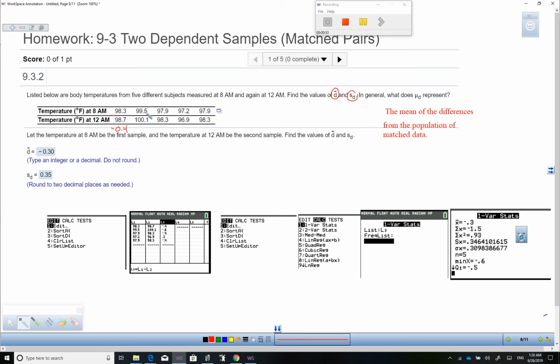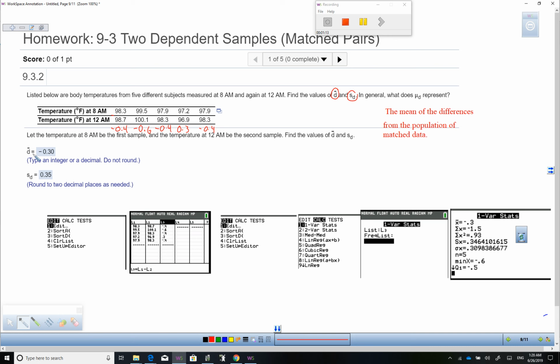If you subtract these numbers, the difference will be negative 0.6. If you subtract these numbers, the difference is negative 0.4. If you subtract these numbers, that will be 0.3, and the last one will be negative 0.4. Okay, just by subtracting, for example, 99.5 minus 100.1, you will get this number.